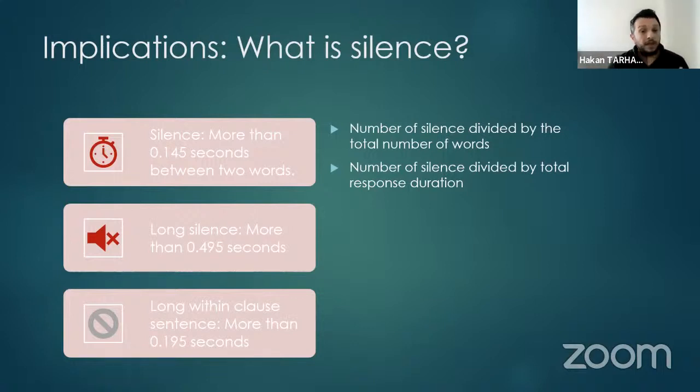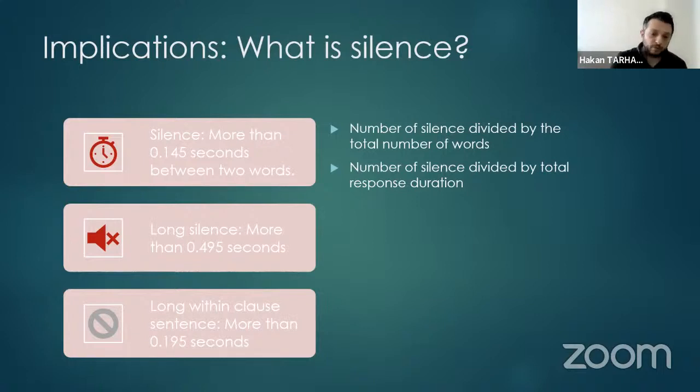And between 2 clauses, if the silence is more than almost 0.2 seconds, they say it's a long within clause silence. Now, they divide the number of silences based on this calculation by the total number of words, for example, when measuring performance. They also divide the number of silences by total response duration. Okay, so these are very specific measurements.